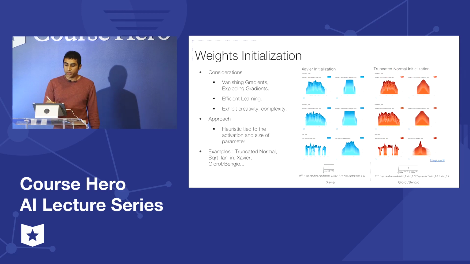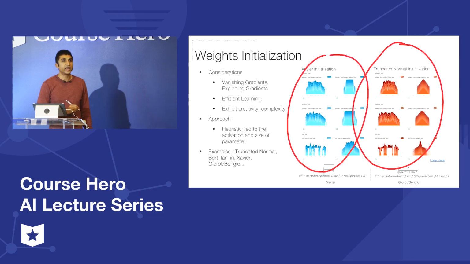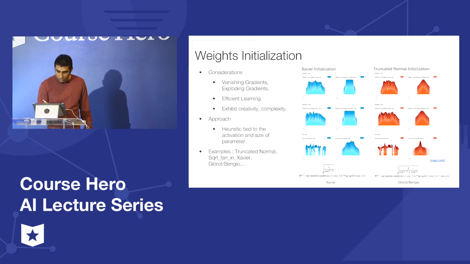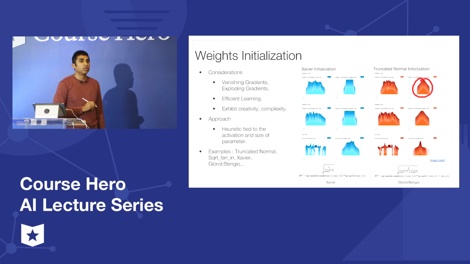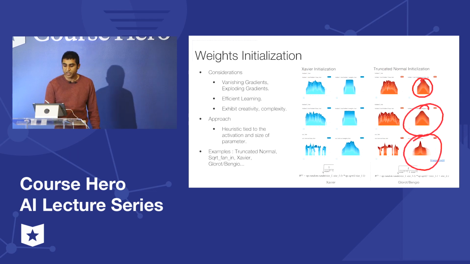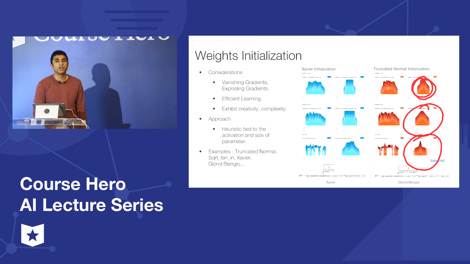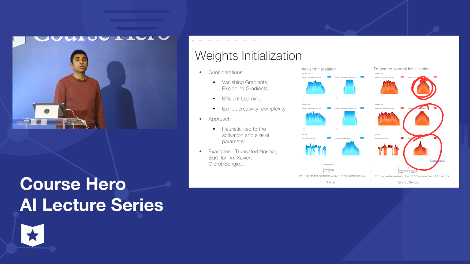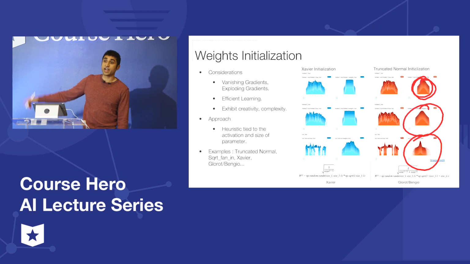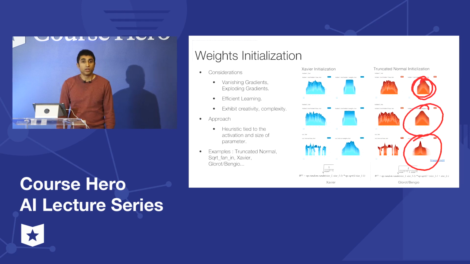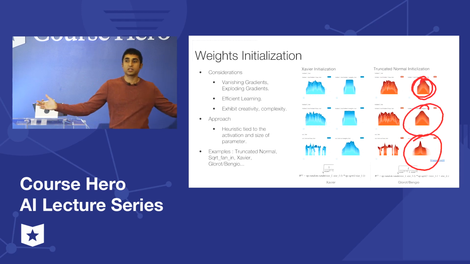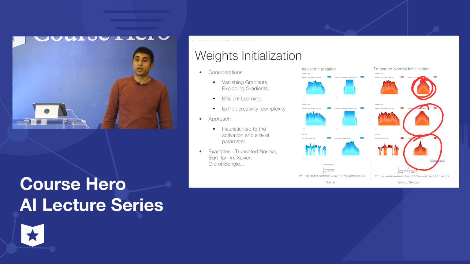So here are two different initializations of weight. This is called the Xavier initialization. This is the truncated normal initialization, right? Notice that this is layer 1, this is layer 2, this is layer 3. Most of the weights are converging towards 0, and it's looking like a standard distribution, like a Gaussian. That means the network starts learning. As soon as the weights start moving towards 0, something's wrong with the network.